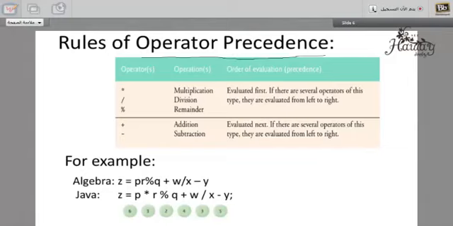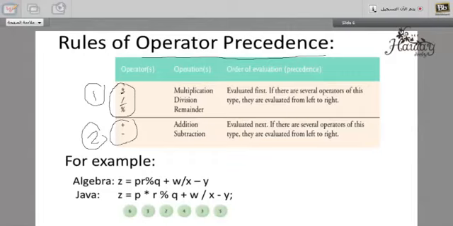The operator precedence, al-awlawiyyat. Multiplication, division, and remainder always have priority over normal addition or subtraction. If we put this in families, this is family number 1 and this is family number 2, and family number 1 always has the upper hand. I do not mean that multiplication is stronger than division. No, they are the same, of the same family. But we always work from left to right.